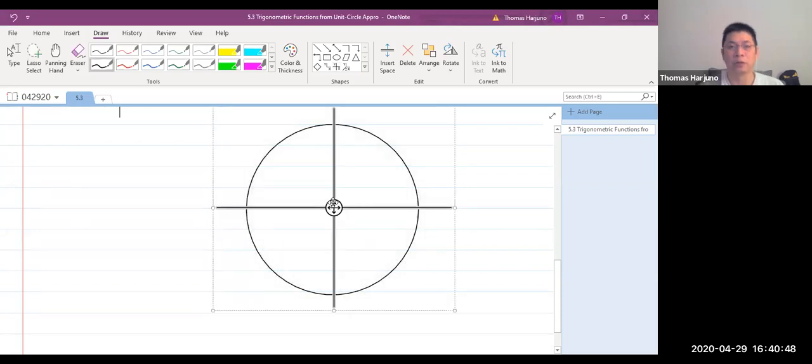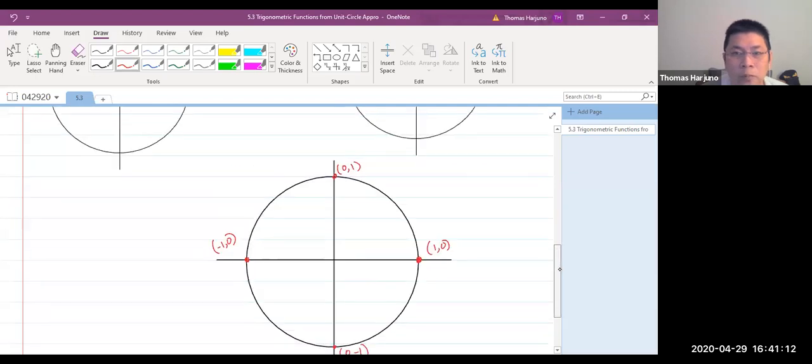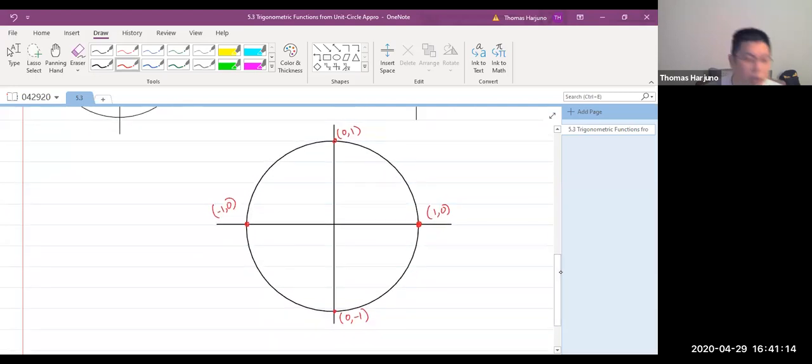Okay, now, as we have seen earlier, if this is the unit circle, then the coordinate here is (1, 0). The coordinate here is (0, 1). The coordinate here is (-1, 0). And the coordinate here is (0, -1). Okay, for this one, I need you to follow me in sketching.